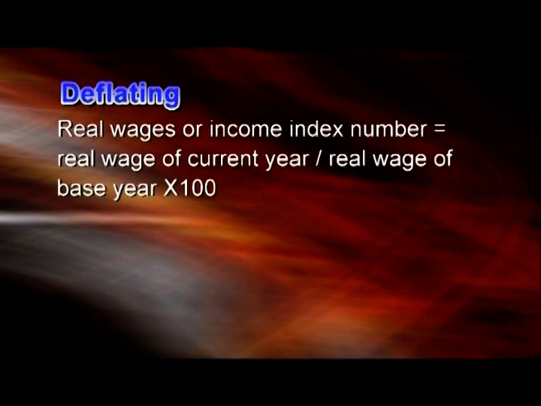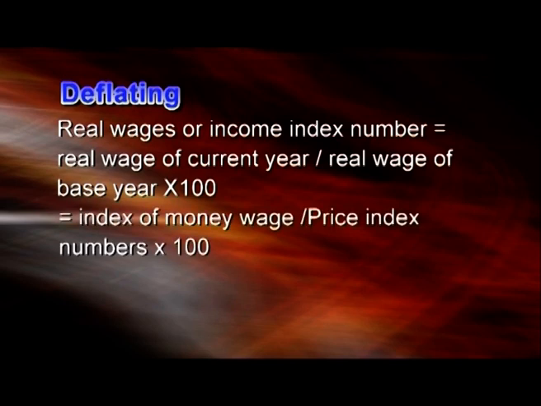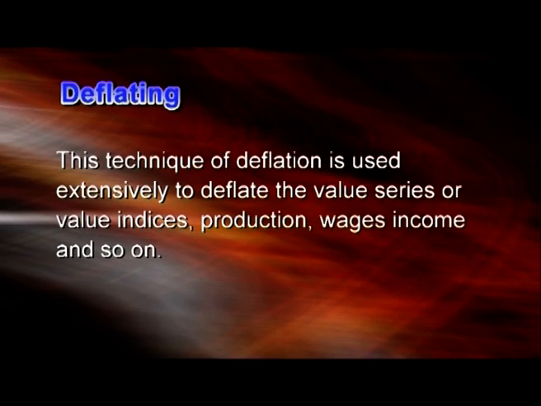The real wage, though obtained, may be converted into an index number as follows. Real wages or income index number is equal to real wage of current year divided by real wage of base year multiplied by 100, which is equal to index of money wage divided by price index numbers multiplied by 100. This technique of deflation is used extensively to deflate the value series or value indices, production, wages, income, and so on.